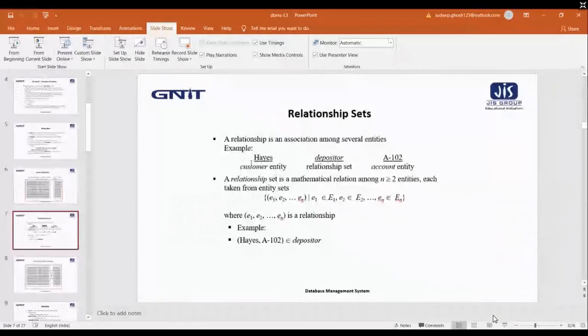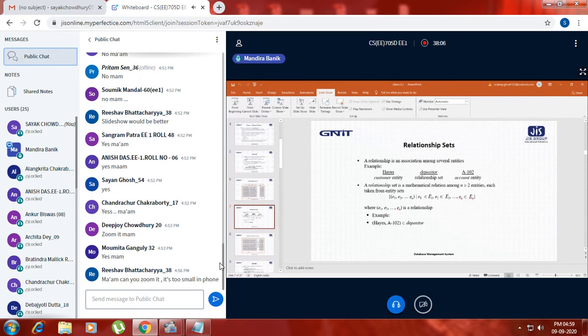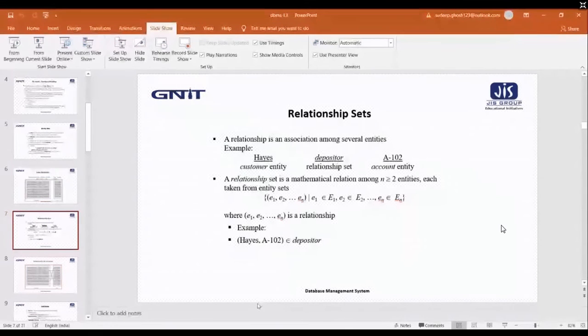And we can say that Hayes is a customer entity. A particular account is the account entity, and the relationship between these two entities is the depositor. So depositor is making the relationship between a customer and an account. That customer is depositing money in the account. So depositor is the relationship.